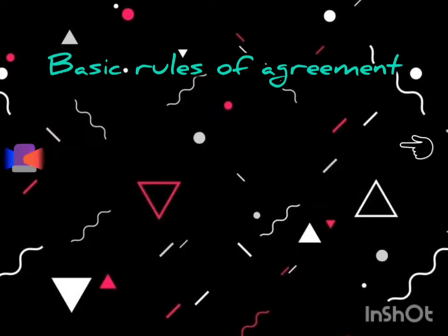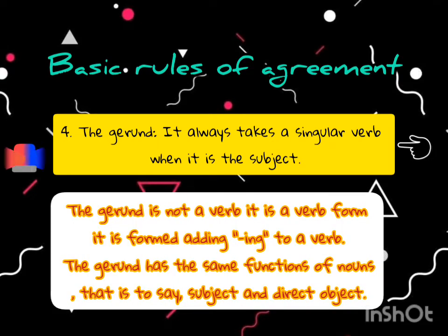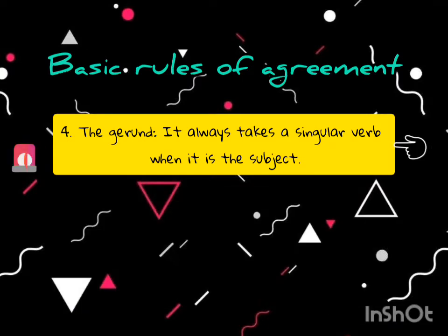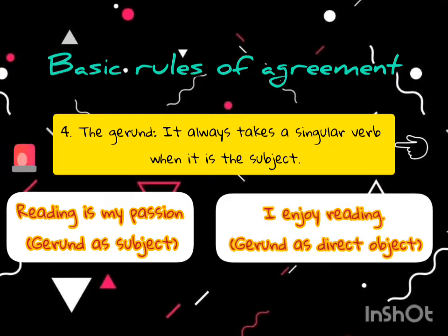Number 4. The gerund. Gerunds always take a singular verb. What is a gerund? The gerund is a verb form and not a verb. It is formed by adding a final ing to a verb, and it functions as a noun in the sentence. That is to say that it can be either the subject or the direct object in a sentence. For example, reading is my passion. In this case, reading is going to be the subject, and thus it needs the singular verb. And I enjoy reading. Reading is being used as the direct object.